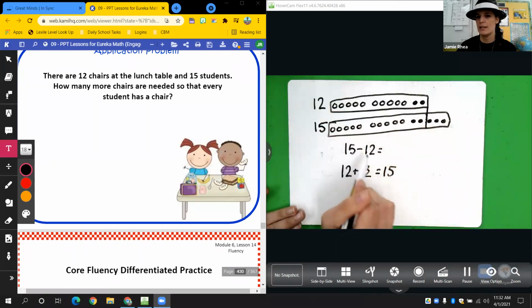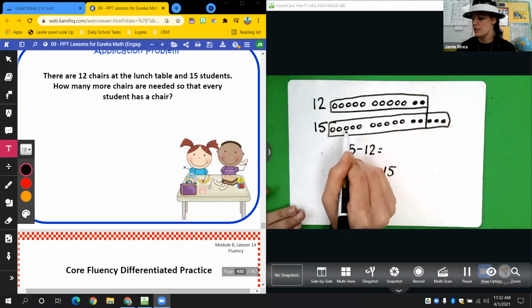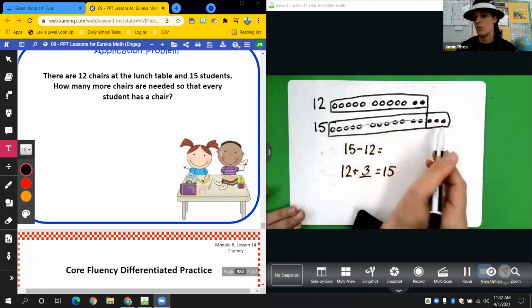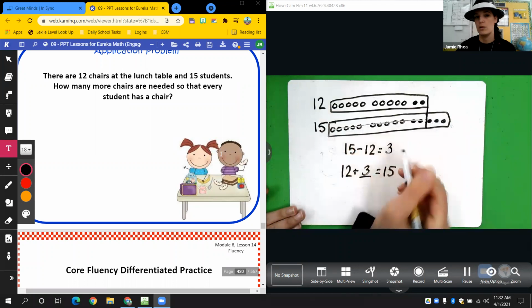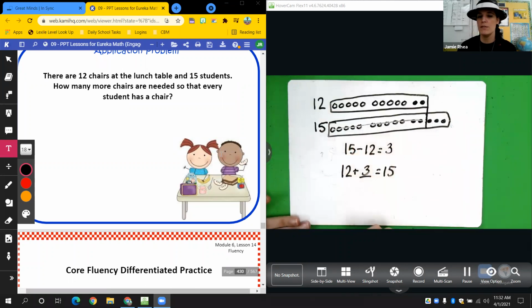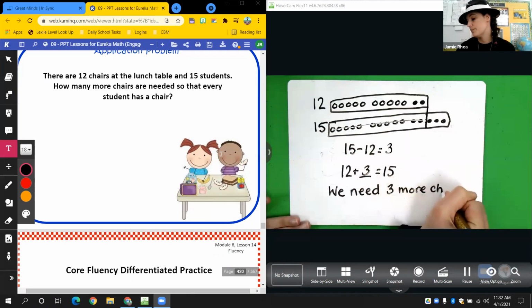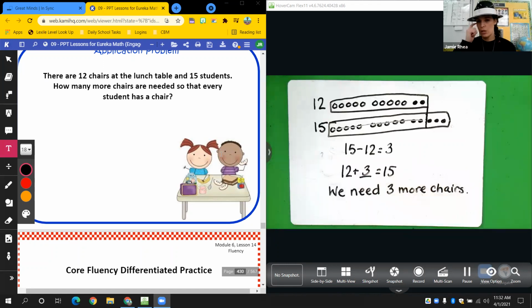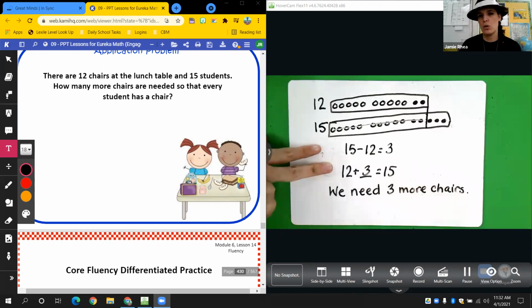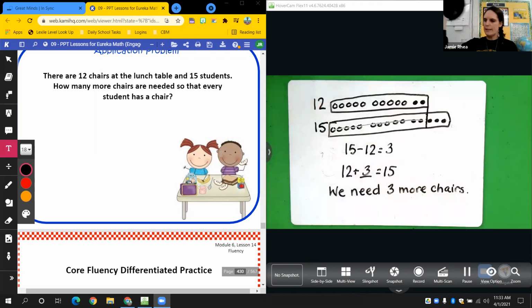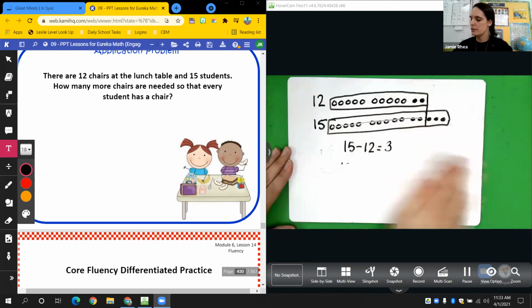So if I subtract 12, here's my 15. Let's take these 12 away. What do I have left? 3. So how many more chairs are needed so that every student has a chair? We need 3 more chairs. We have written an answer to our question. We have written out number sentences to show our work. We even drew a picture to match our story. Detectives, case closed. All right, go ahead and erase your boards.